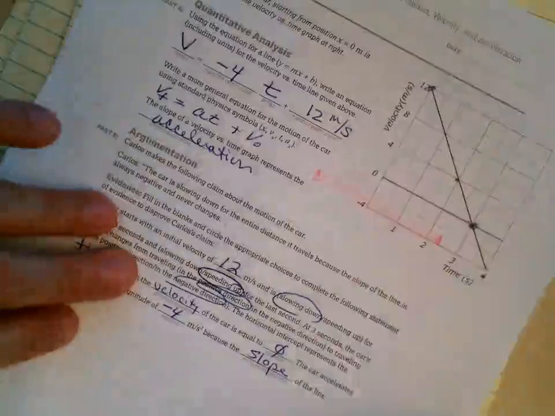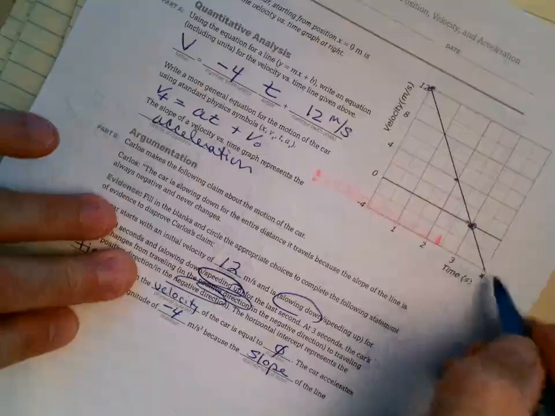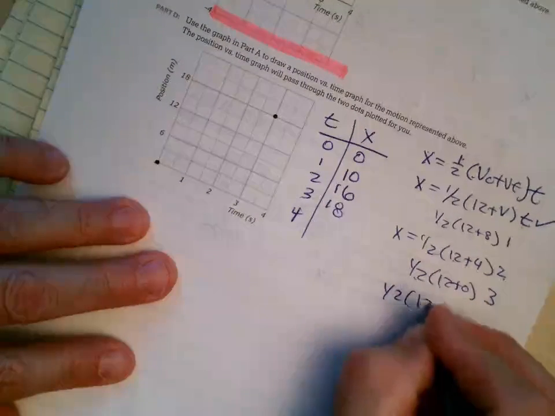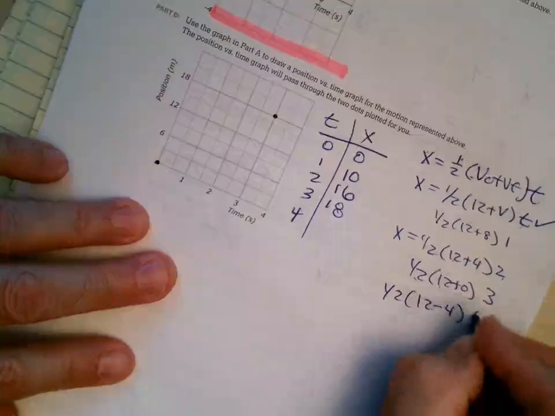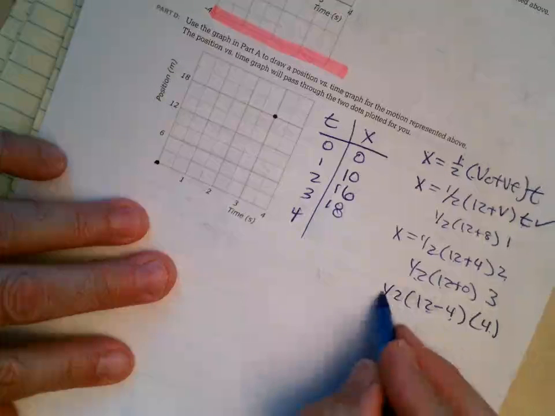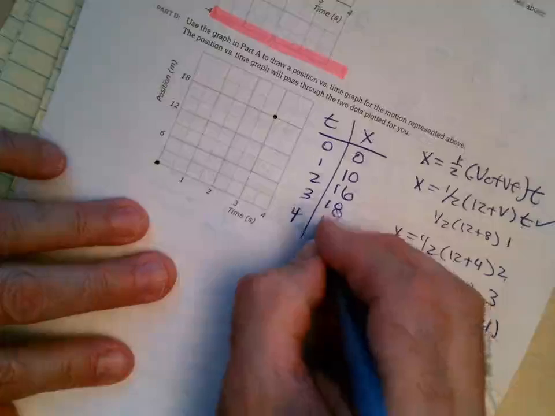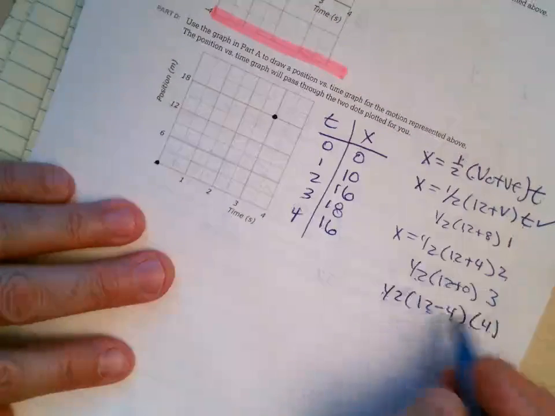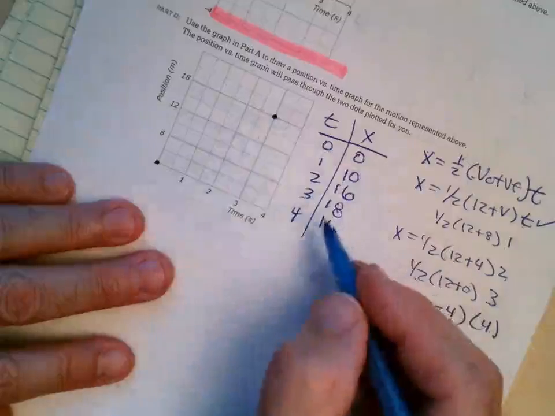So next, at time 4, we're at -4 velocity. So we are at 1/2 (12 - 4) times 4. So this would be 8. 4 times 1/2 is 2. 8 times 2 is 16. So that's the point. They said we would be at 18 at time 3, and we are.